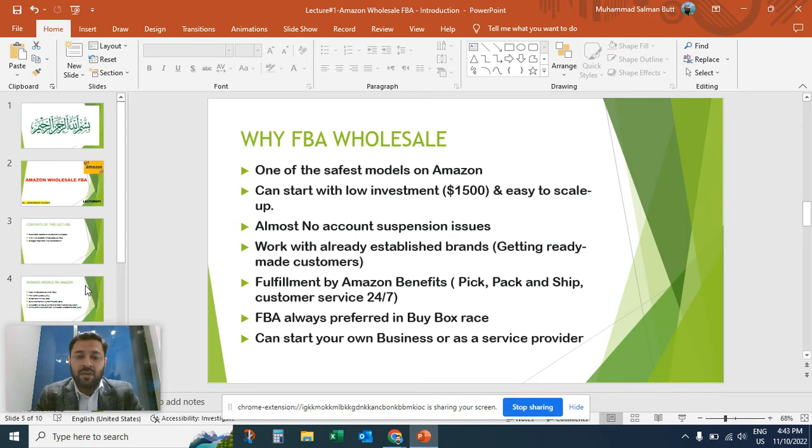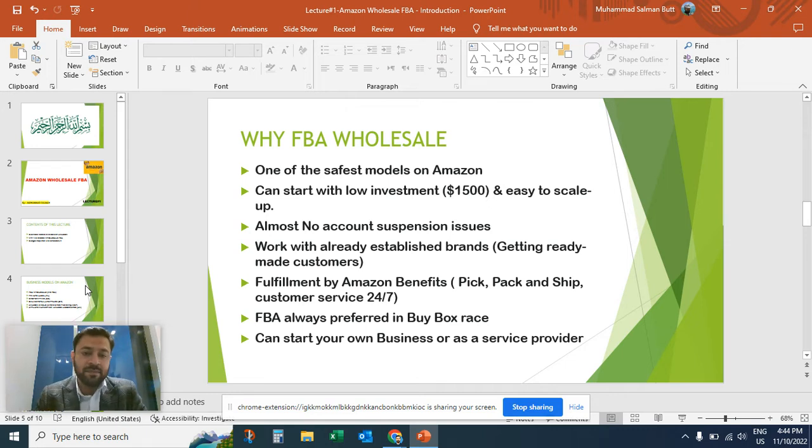Another beauty of this model is that Amazon will be handling the whole pick, pack, and ship and customer service. We will be just restocking our products on time. Then the rest of the things will be done by Amazon.